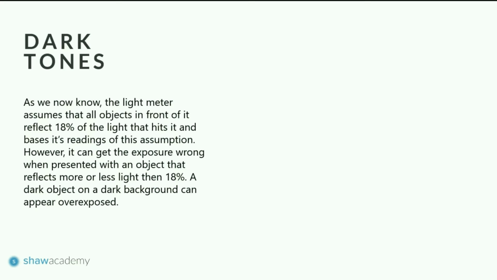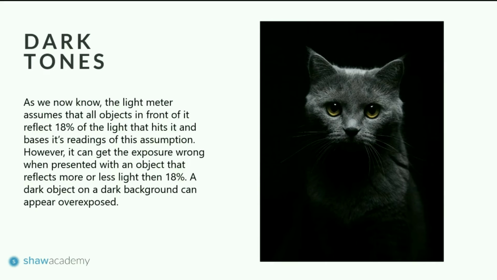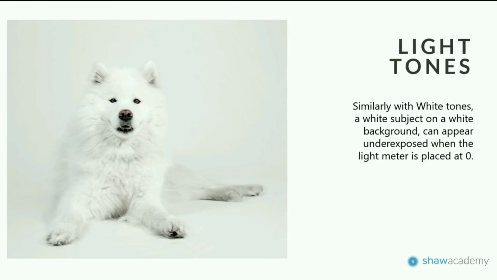However, it can get this wrong when presented with an object that reflects more or less light than 18% light. Like this cat here, a dark object on a dark background can appear overexposed with the light meter at 0. Similarly, just so all you dog lovers aren't left out, with white tones, a white subject on a white background can appear underexposed when the light meter is placed at 0.